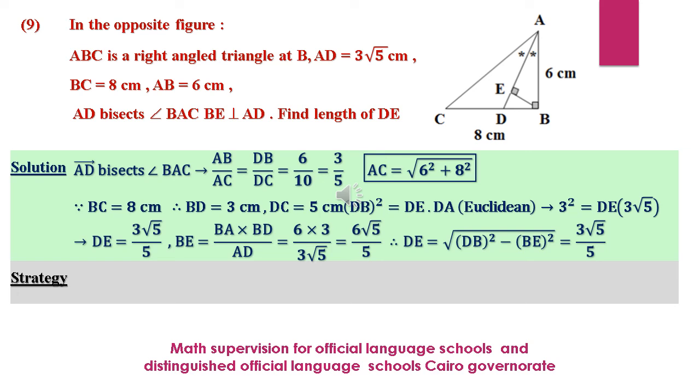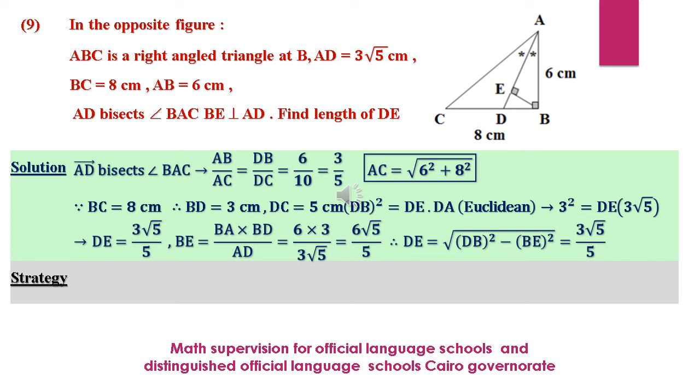So we have an interior bisector of the triangle. So the ratio between AB and AC equals the ratio between BD and DC. Therefore, 6 over 10 equals 3 over 5, which is the same ratio between BD and DC. And since all of BC equals 8, therefore BD will be 3 and DC equals 5.